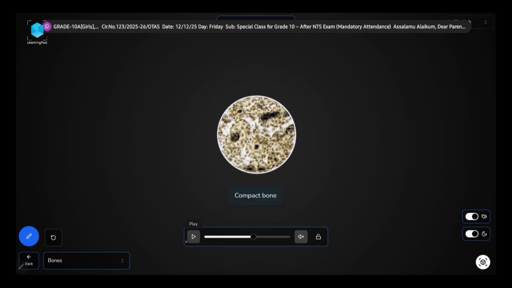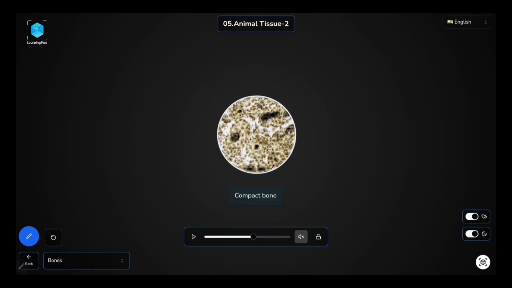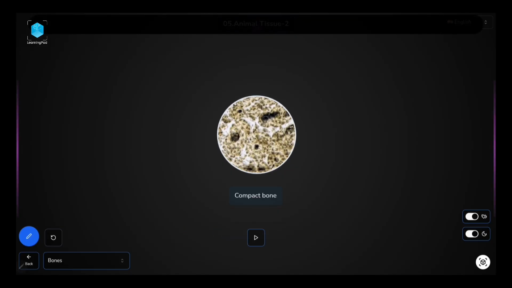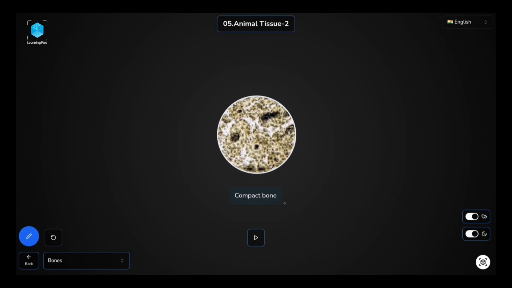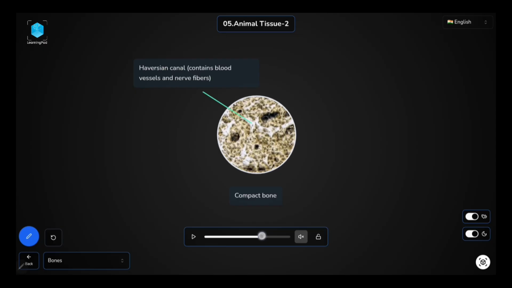Then you can see the internal structure of a bone. If we see this structure of the bone, children, bone is strong, okay? It is a non-flexible connective tissue. What is the function of the bone? It provides support and structure to the body and anchors the muscle. The composition of the bone consists of a hard matrix of calcium and phosphorus compounds. You can see the blood vessel having Haversian canals. This is a magnified structure of a bone.